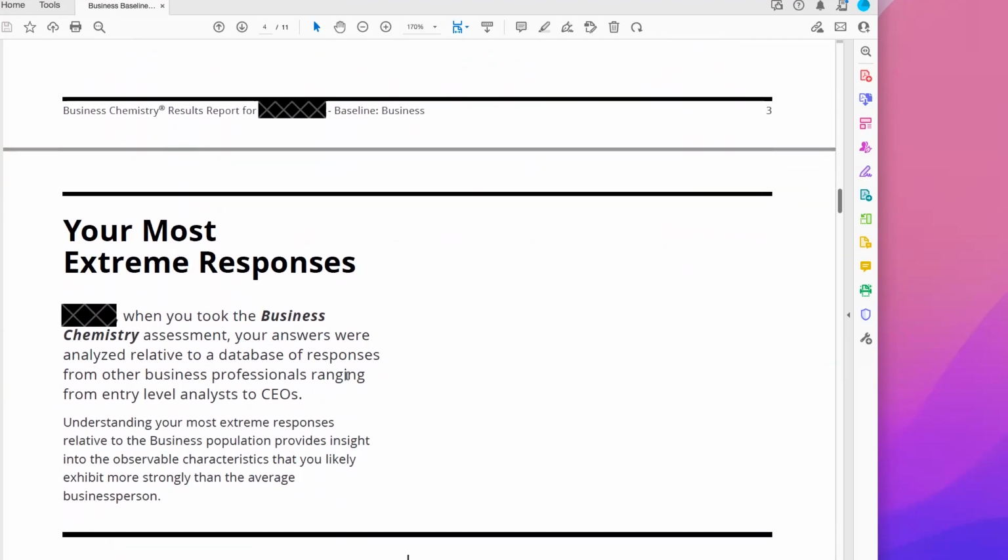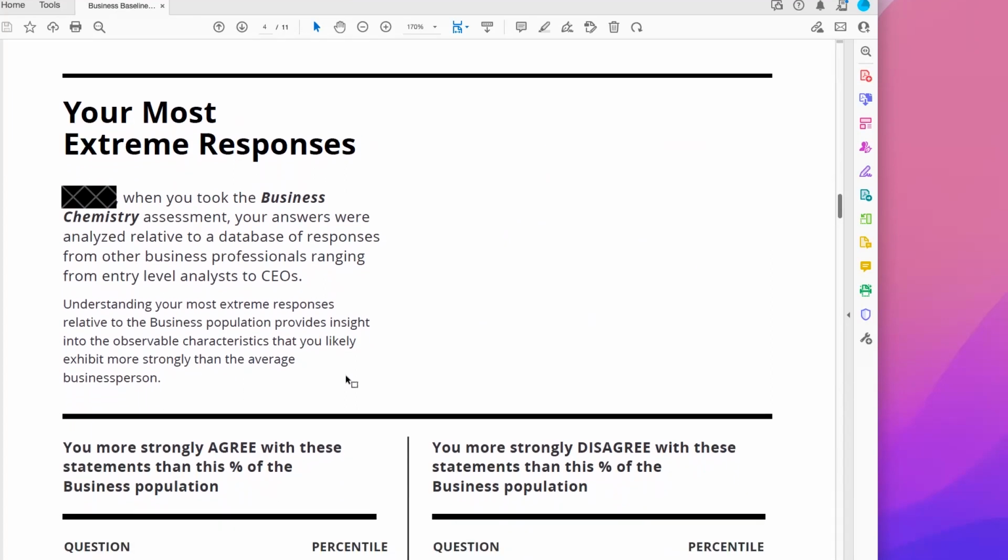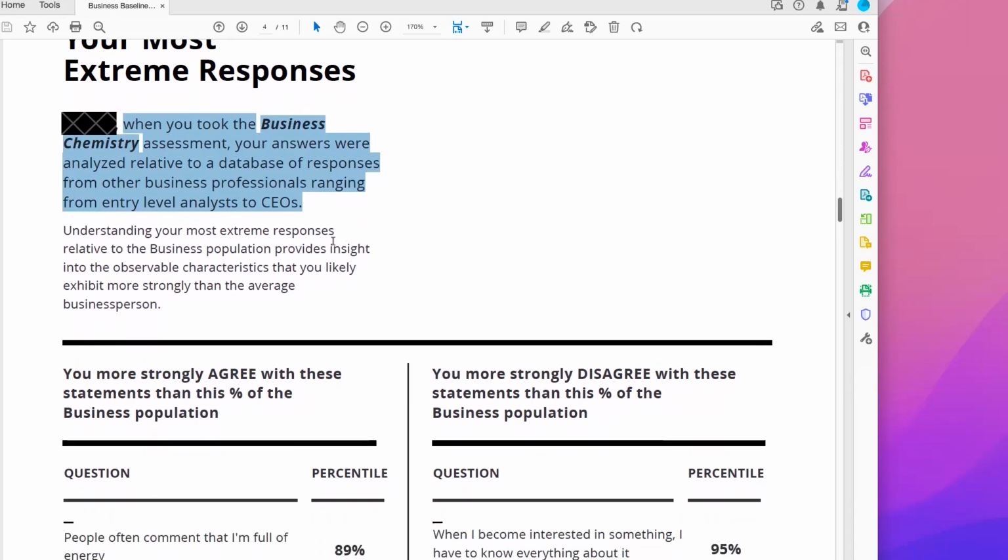Your most extreme responses. So your answers were analyzed relative to a database of responses from other business professionals ranging from entry-level analysts to CEOs. Now, again, I would say that's great to compare me to a cross-industrial sort of pool, but what if I'm a big enough company? Can you just tell me how I resonate with everybody inside of my company, if they can't create a profile of you compared to your peers, people throughout your organization? They're missing an opportunity.